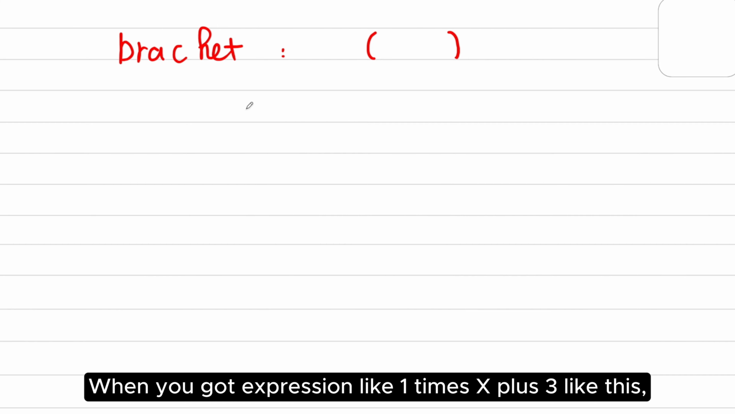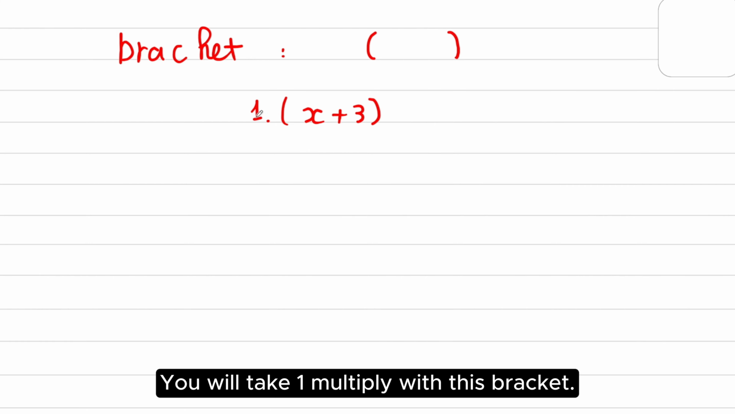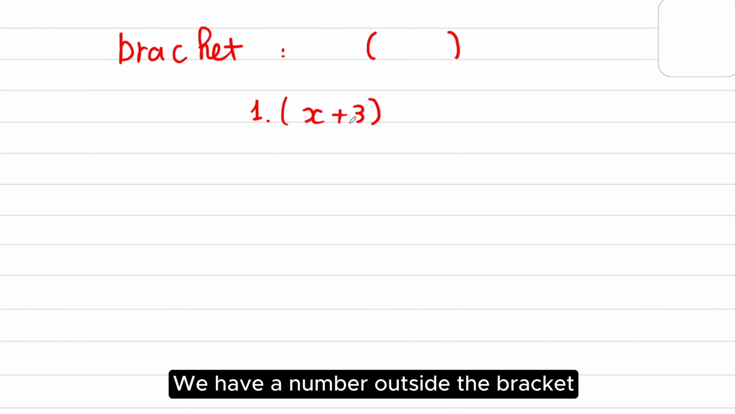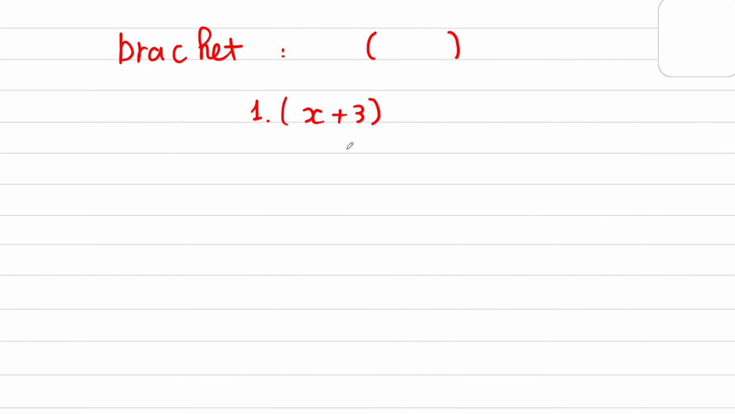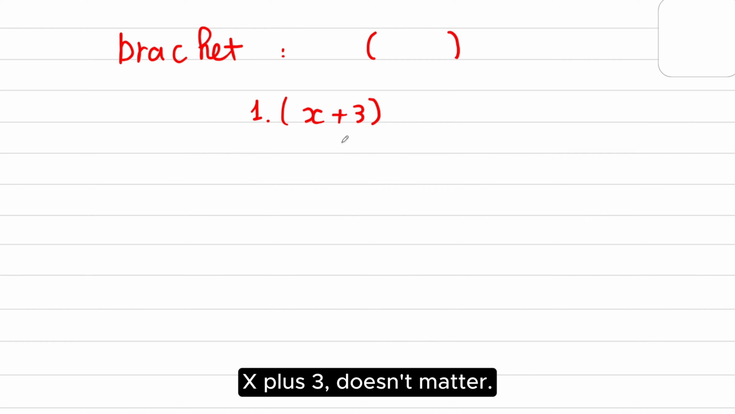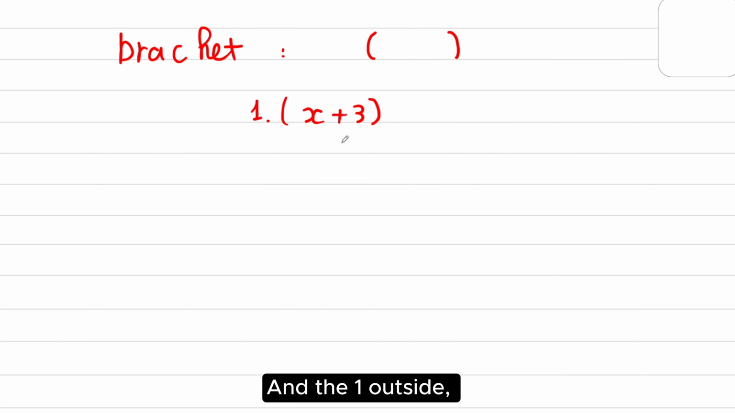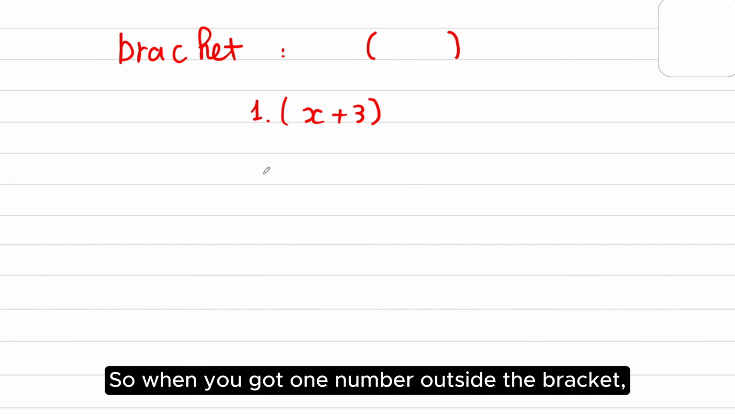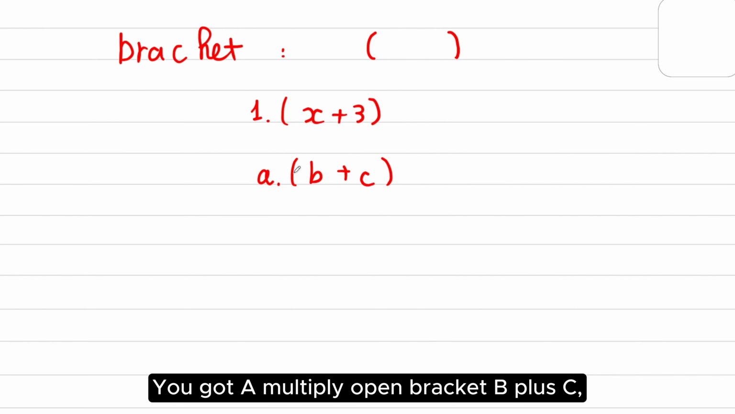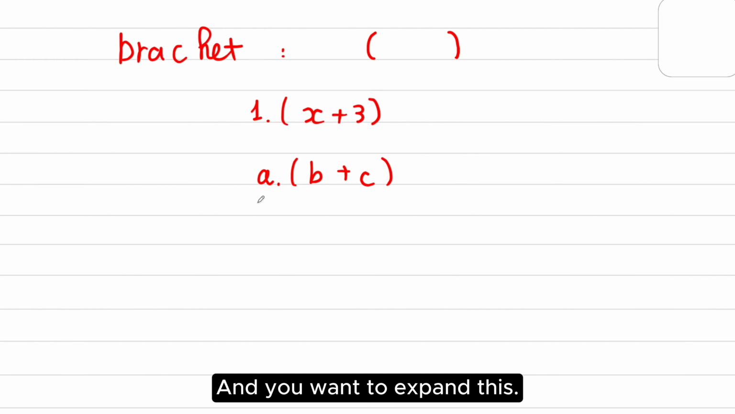And when you get an expression like 1 times (x plus 3), you will take 1 and multiply it with this bracket. So you can see now we have a number outside the bracket and an expression inside the bracket. The expression inside the bracket is easy for you right now, right? x plus 3 doesn't matter, and the one outside, so what does that mean? When you have one number outside the bracket and two terms inside the bracket, something like this, a multiplied by open bracket b plus c, and you want to expand this.